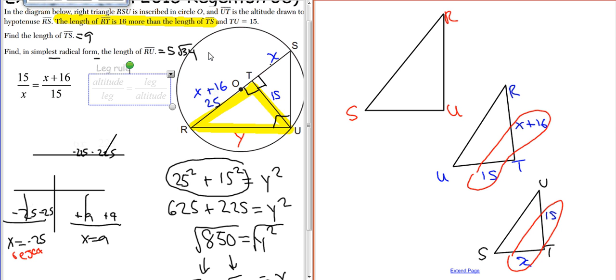Okay, so I hope this video helps with the more in-depth overlapping right triangle questions in which the right triangles are similar. Take care.